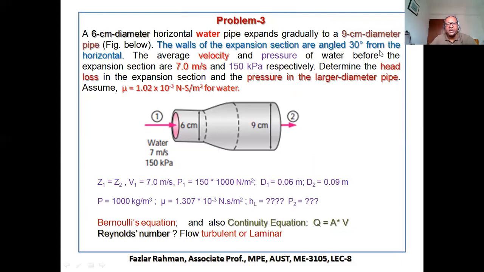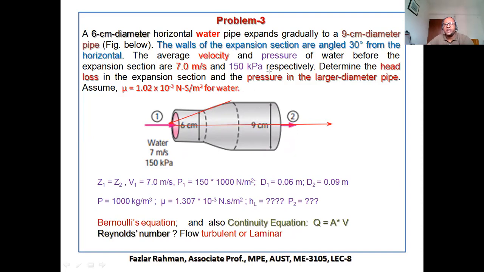Problem 2 is saying a 6 centimeter diameter horizontal water pipe expands gradually to a 9 centimeter diameter. Right over here 6 centimeter, over here 9 centimeter. The walls of the expansion are at an angle of 30 degrees from the horizontal. That means if you make a horizontal line, then they're intersecting right over here.